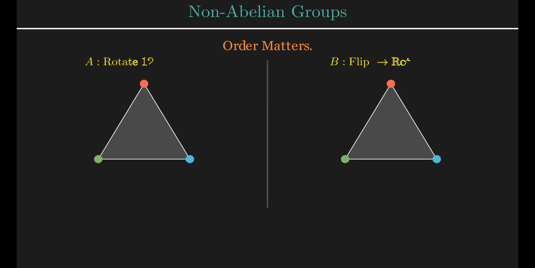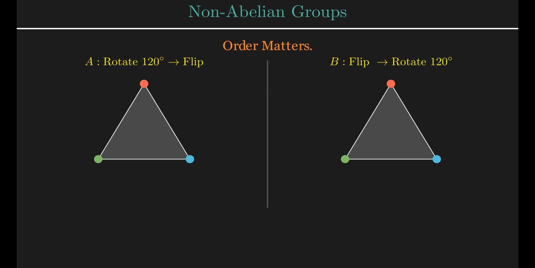Conversely, a group is called non-abelian if the commutative property does not hold. Mathematically, this means there exist at least two elements A and B such that A times B is not equal to B times A. Let's investigate this visually using the symmetries of a triangle. We will perform two operations, a rotation by 120 degrees and a vertical flip. However, the key is that we will apply them in opposite orders. On the left, we will rotate, then flip. On the right, we will flip, then rotate.